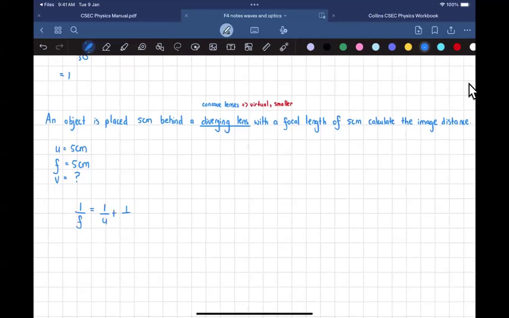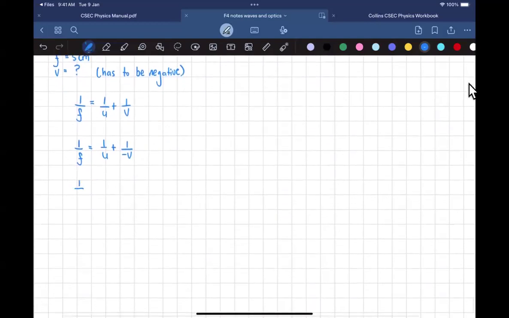Right. Now here is the catch: since we're dealing with a divergent lens, and the image is virtual, v has to be negative. So you all will see what I'm going to do. Instead of writing 1 over v, I'm going to write 1 over minus v. Now, 1 over minus v is the same thing as what?